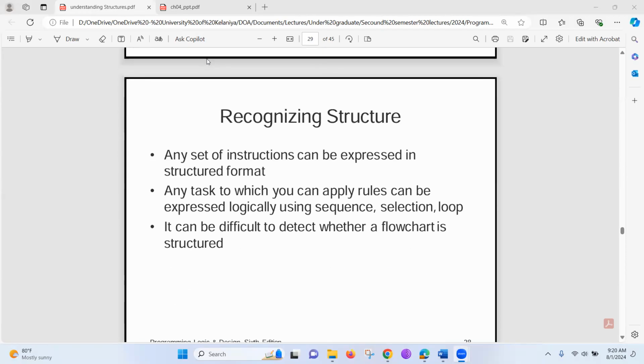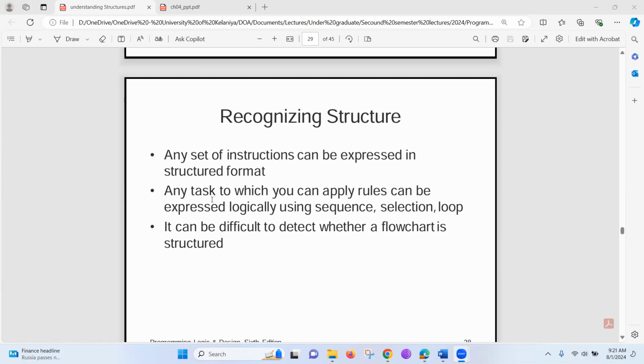Then recognizing structures. I will not take much time to discuss those things. Why? Because you know how to recognize the structures, how you can identify the sequential one, how you can identify the decision making things, and how you can identify the looping things. Yes, any set of instructions can be expressed in a structured format. Any task to which you can apply rules can be expressed logically using sequence, selection and looping.